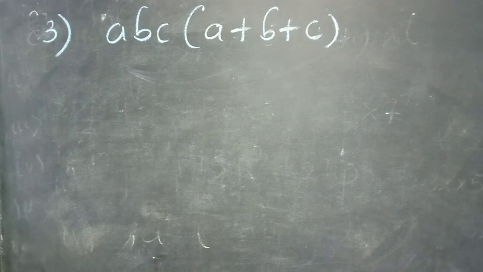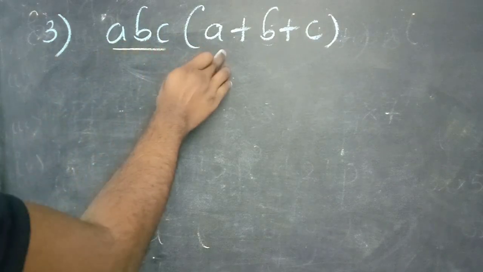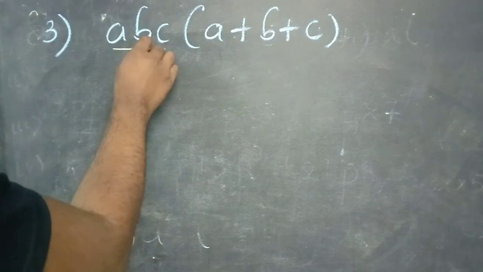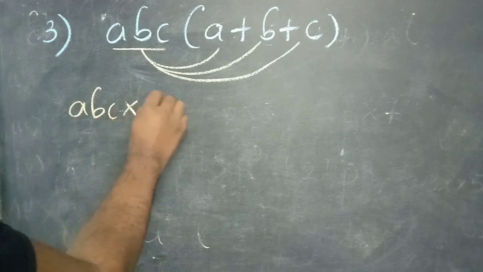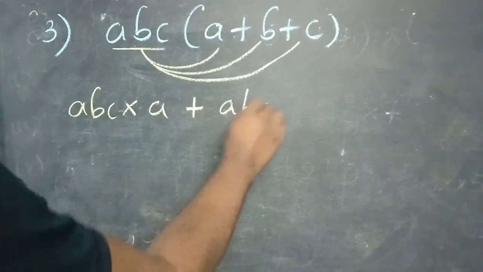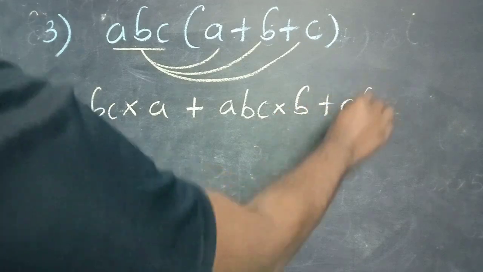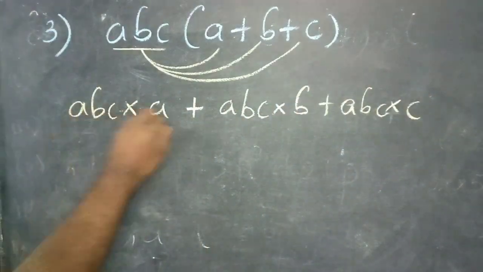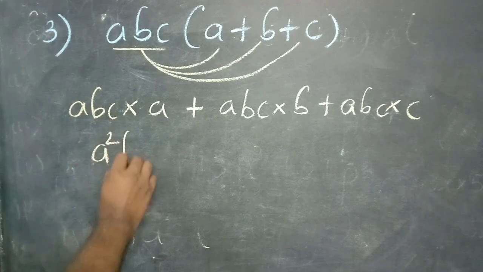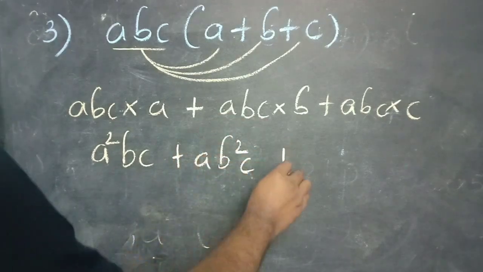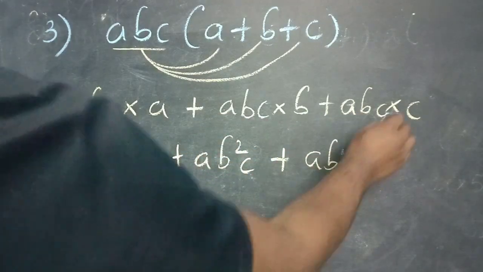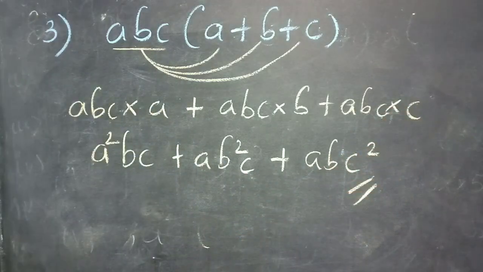Third example, abc, that is monomial into trinomial, that is a plus b plus c. Multiply abc into a, abc into b, then abc into c. That is abc into a plus abc into b plus abc into c. Now a into a square. Remaining variables bc as it is. Now b into b square. Then the remaining variable ac as it is. Now ab as it is. C into c square. These are few examples for multiplication of monomial by a trinomial.